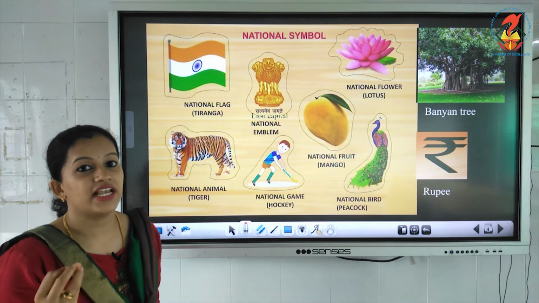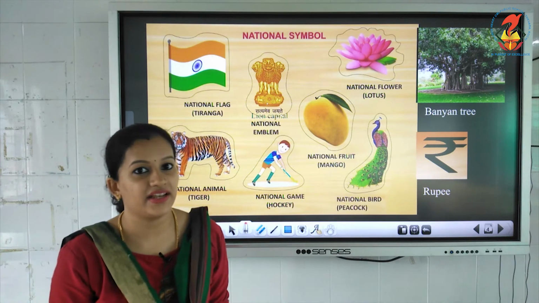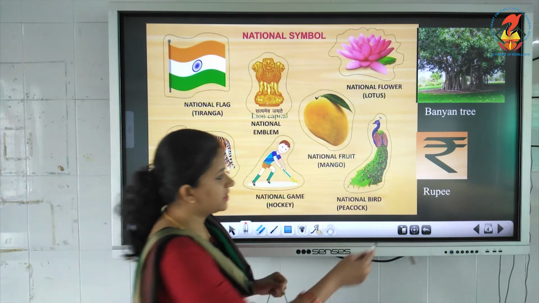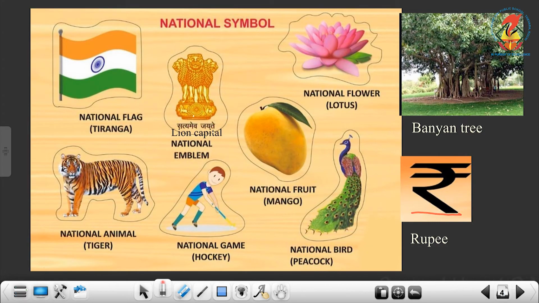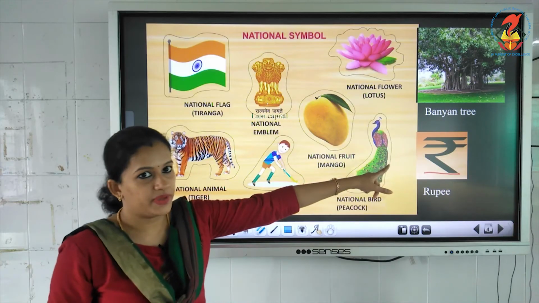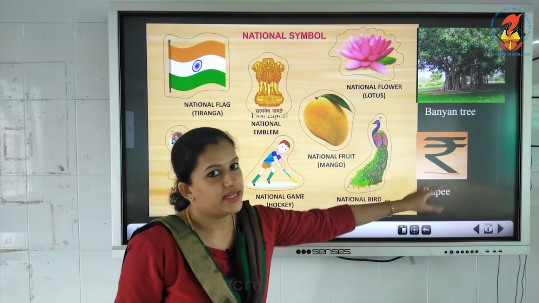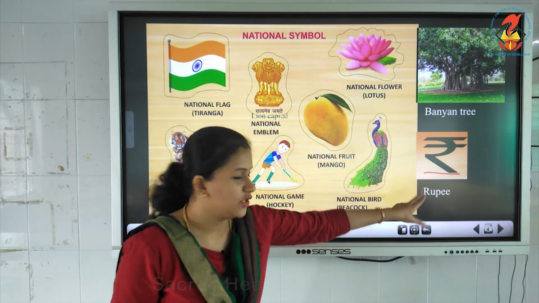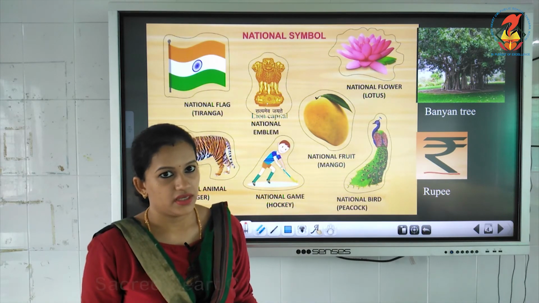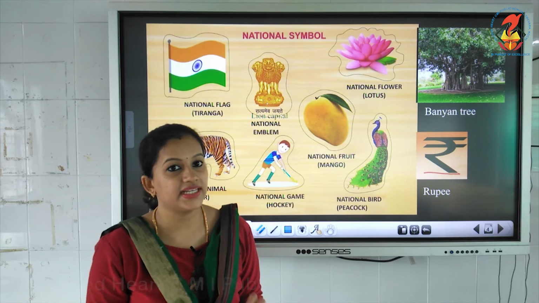Then our national currency, or the money that we use, the symbol for that is the rupee. Okay, this is the symbol for rupee. This is how rupee is written, and our national currency is rupee. So, I hope this is clear to you.